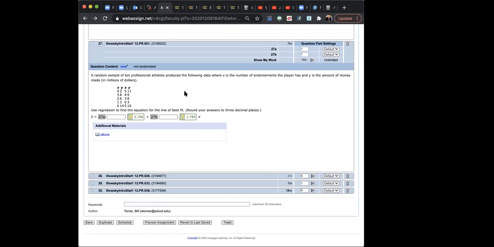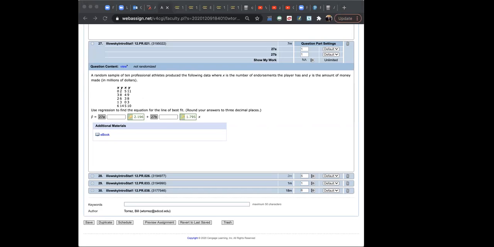A random sample of 10 professional athletes produced the following data, where X is the number of endorsements the player has, and Y is the amount of money made in millions of dollars. Okay. All right, very lucrative to be a professional athlete. All right, so use the regression to find the equation line of best fit. Okay, so let's go to StatCrunch, and I've listed the data here in columns X and Y.